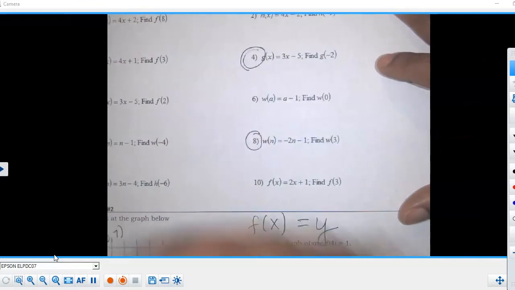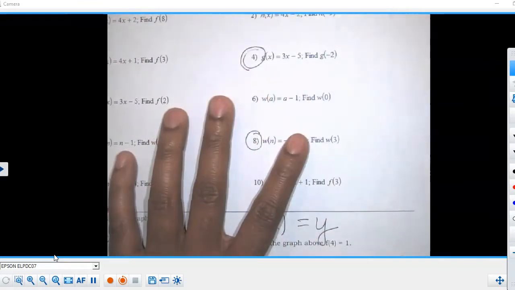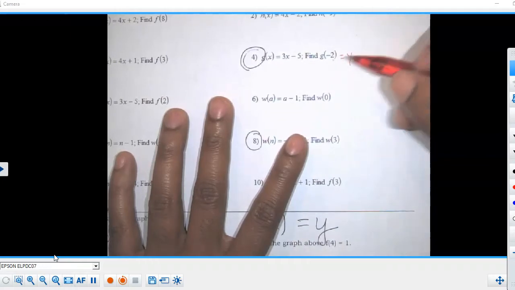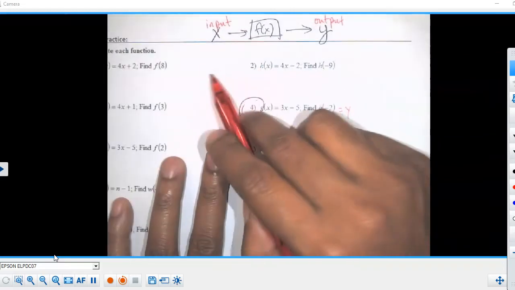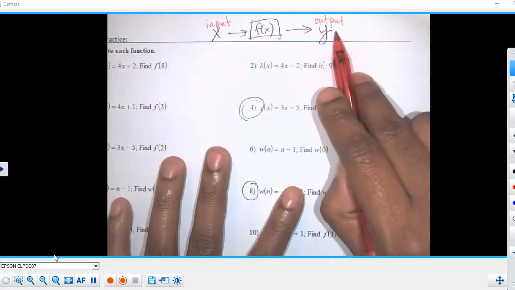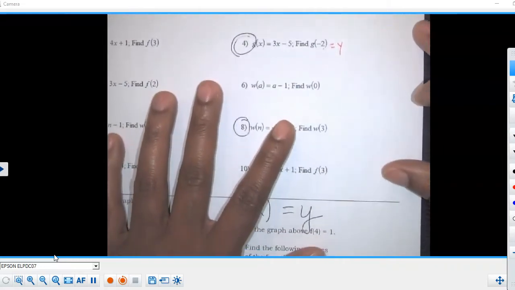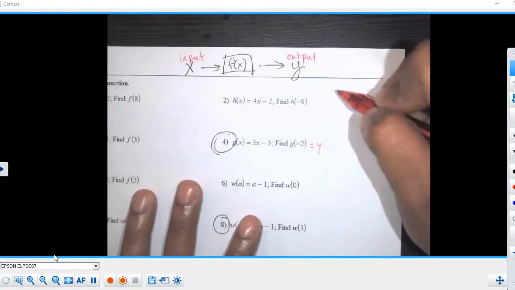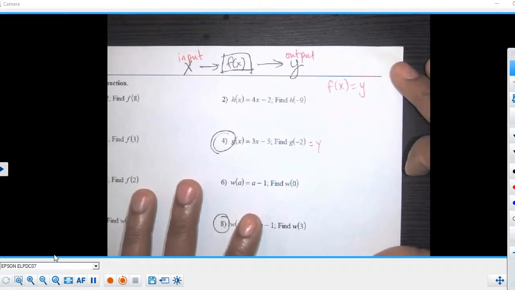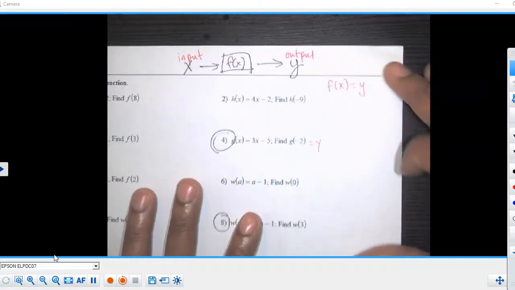They give us this g function. It's equal to 3x minus 5. They want us to find what my y value is when x is -2. What's the output? Again, we're plugging in an x that they give us into some function they give us, and we're going to get out a number. That's the output. That's the y. Let me also write that: remember, f of x equals y. Whatever we plug in there, we get out y.